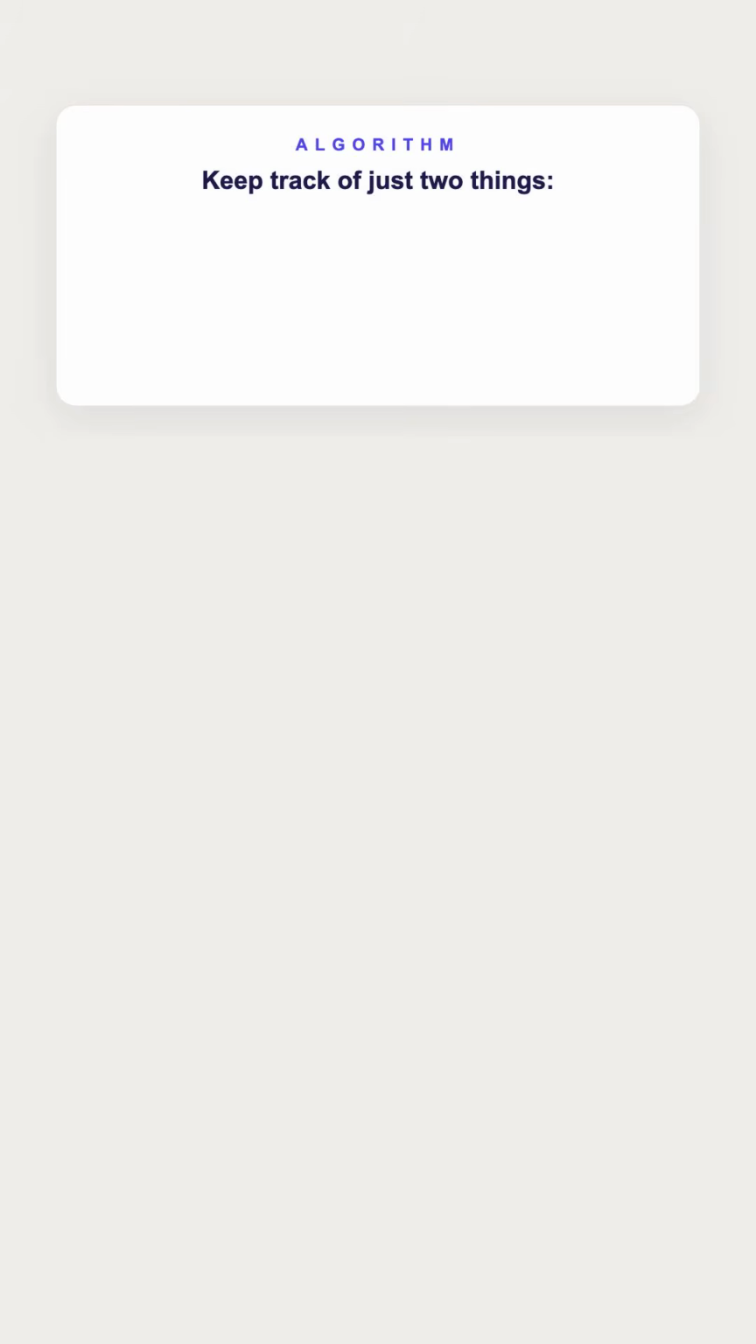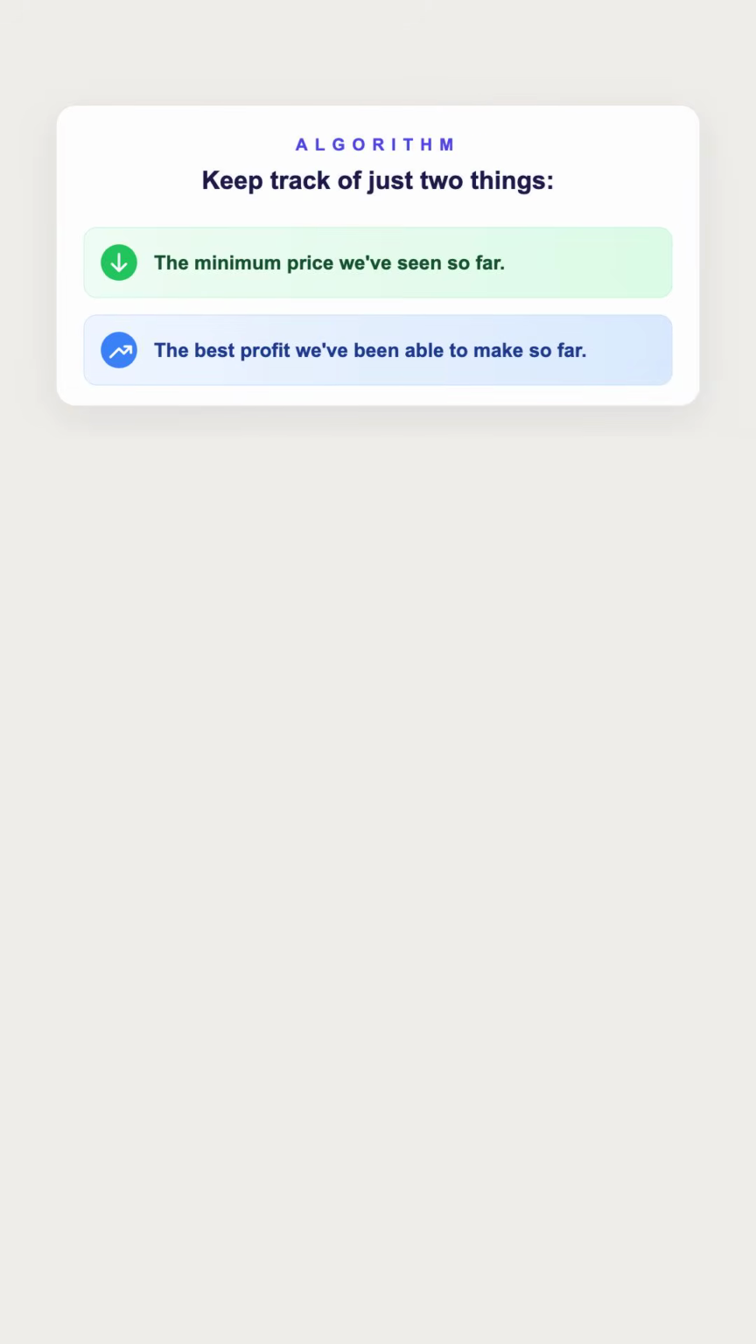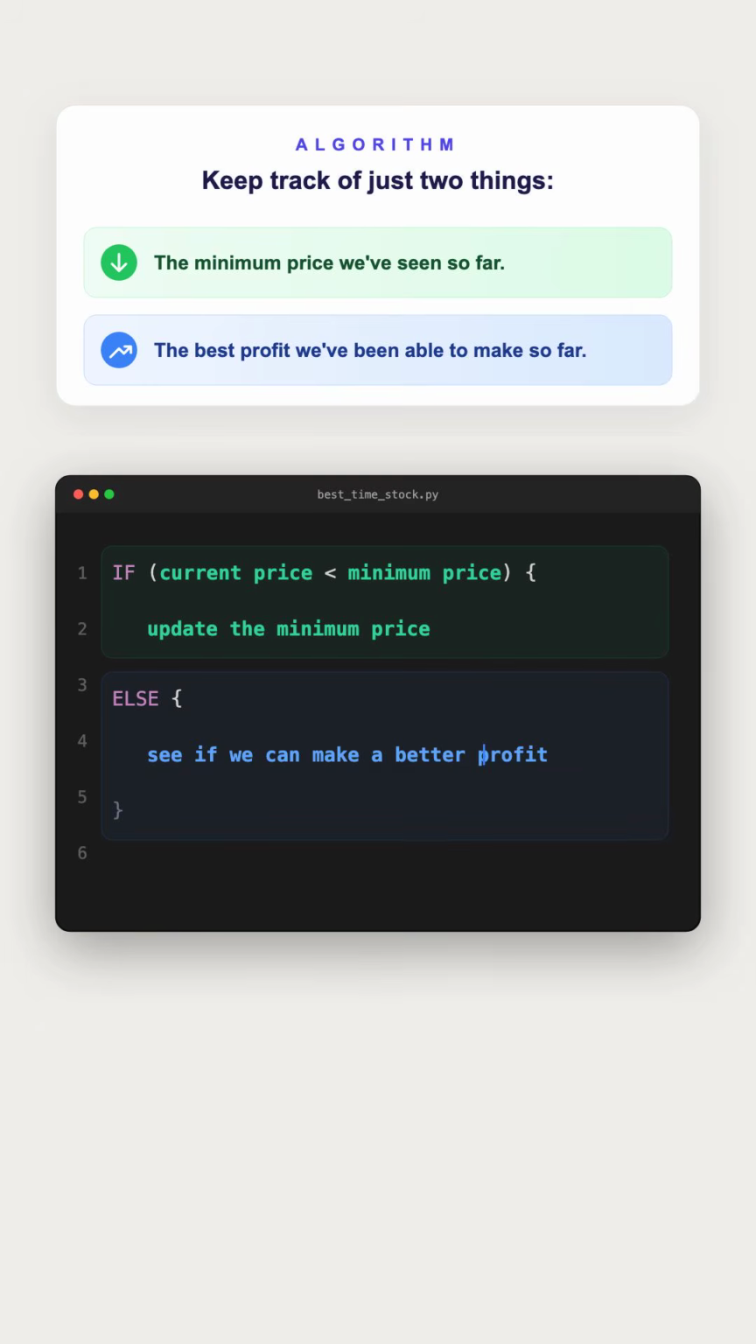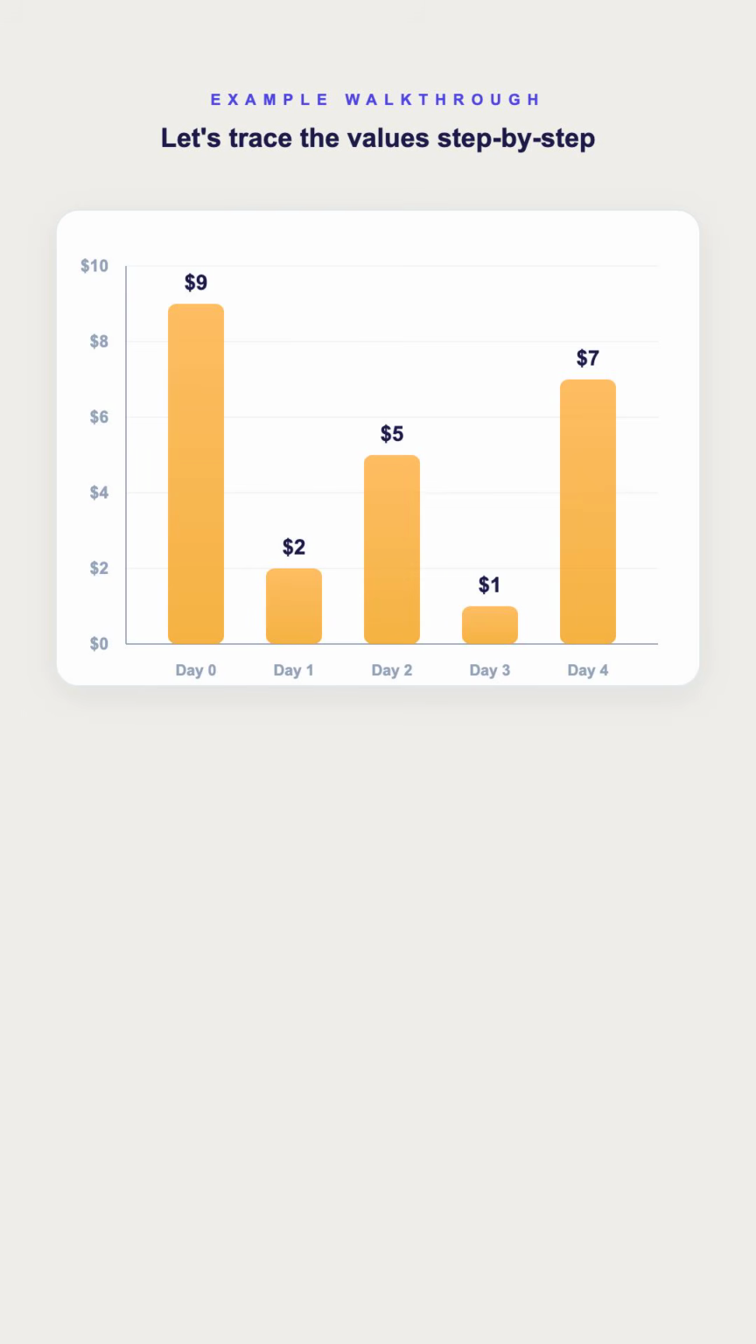What if, as we move through the array, we keep track of just 2 things: the minimum price we have seen so far and the best profit we have been able to make so far? At each step, if we find a smaller price, we update that minimum price. Otherwise, we use the current price to see if we can make a better profit, and that's really the entire algorithm. Let's walk through the same example we just reviewed.